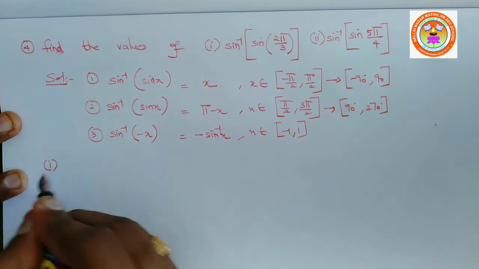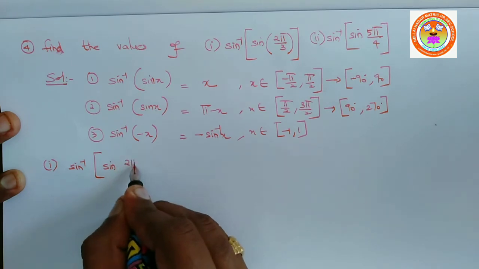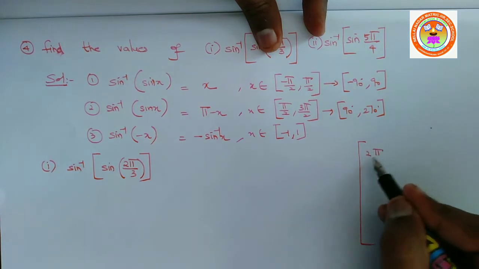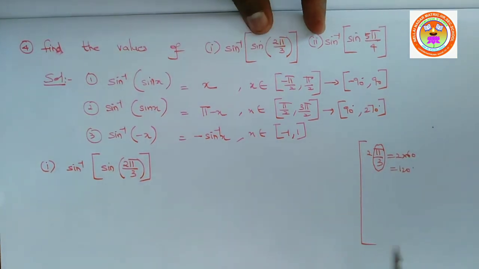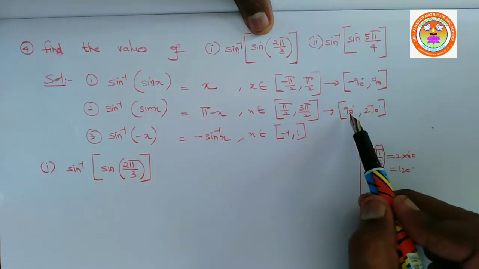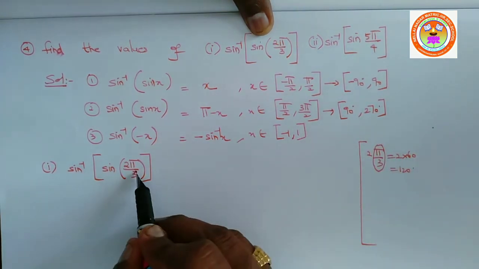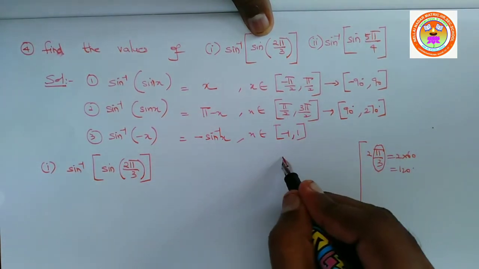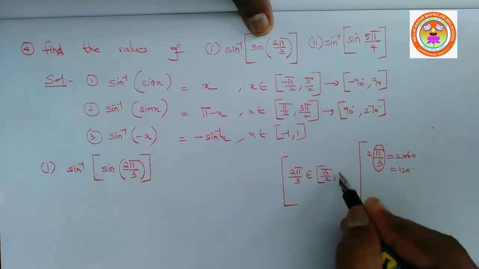The first subdivision, we are going to write sin inverse of sin 2π/3. In rough, I will write 2π/3. This π/3 is nothing but 60, and 2 into 60 is 120. Where does 120 lie? It is not in minus 90 to plus 90. 120 lies from 90 to 270. So this 2π/3 belongs to (π/2, 3π/2).